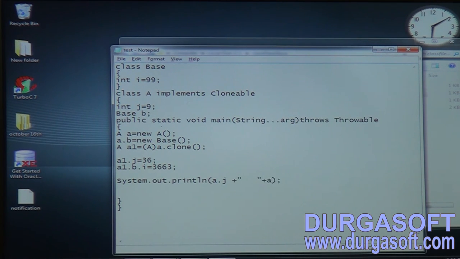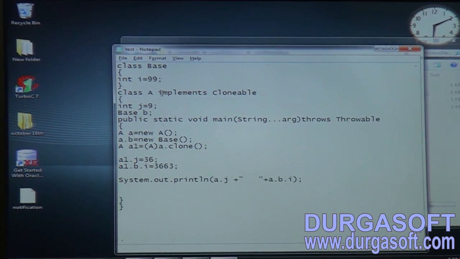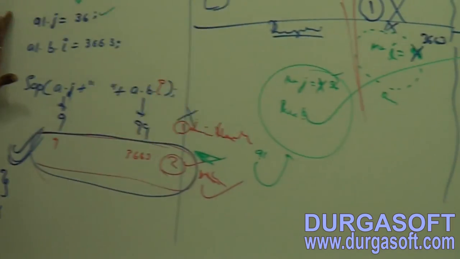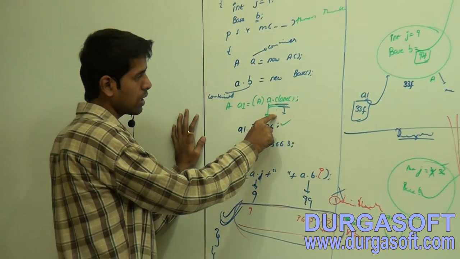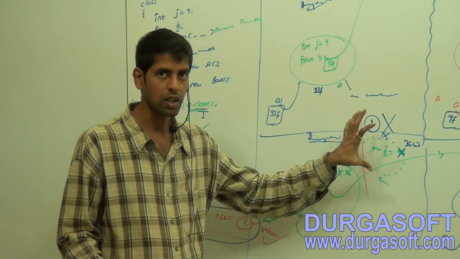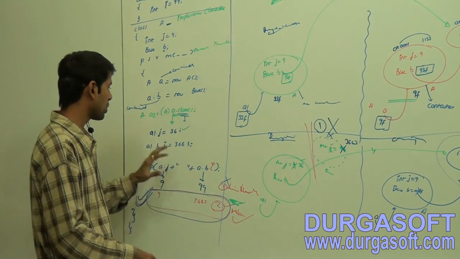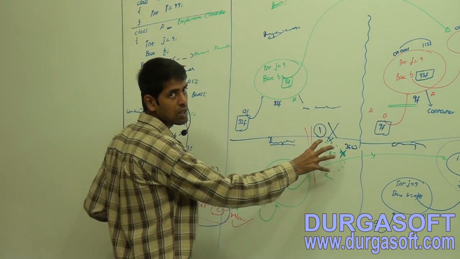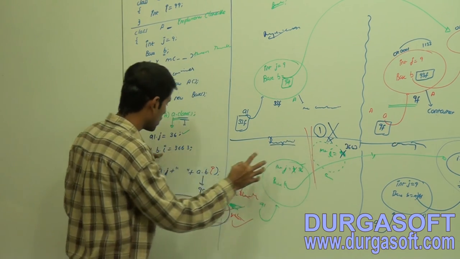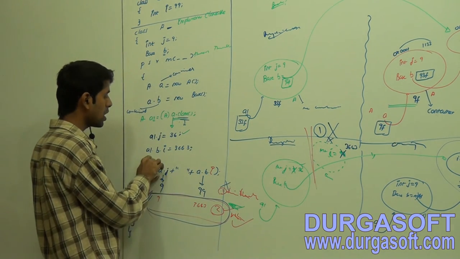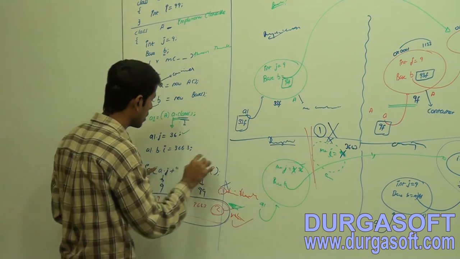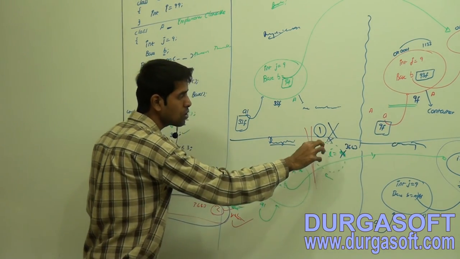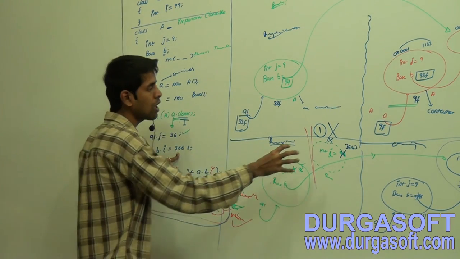Observe here, a.b.i, I'm accessing the original object data. Observe once again, please. Think that because of this clone method, there is a duplicate object for the contained object, and because of this instruction there will be a change in that imaginary contained object. In that case you will get the output here: this is a1.b.i, you are assigning 3663 to this object variable. This is our imagination.